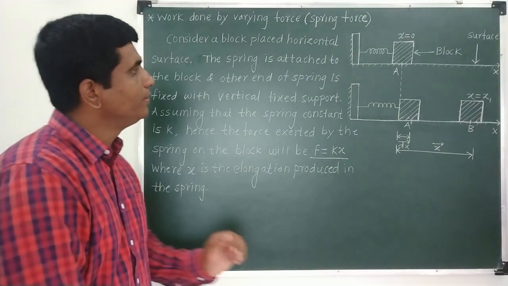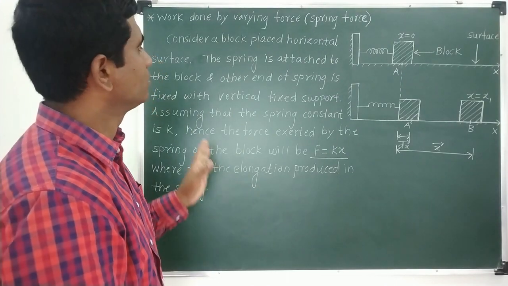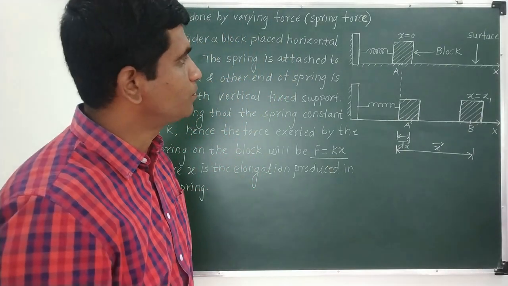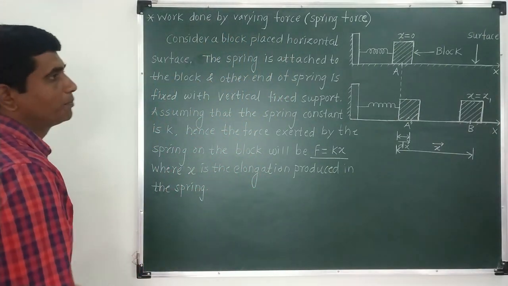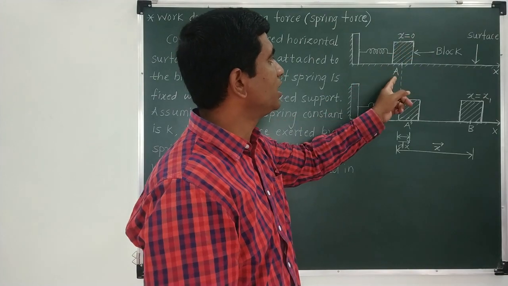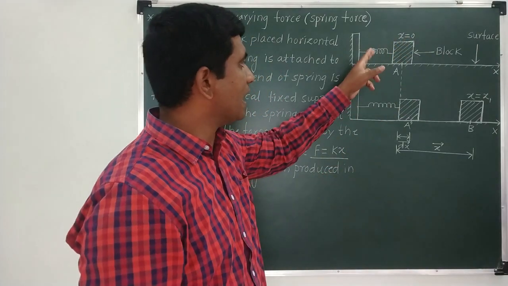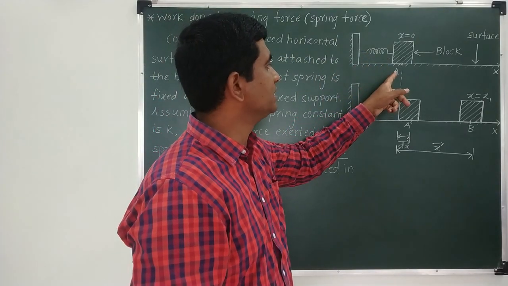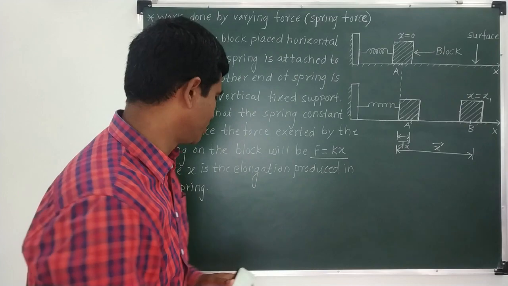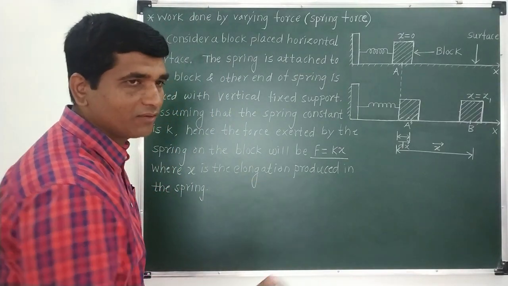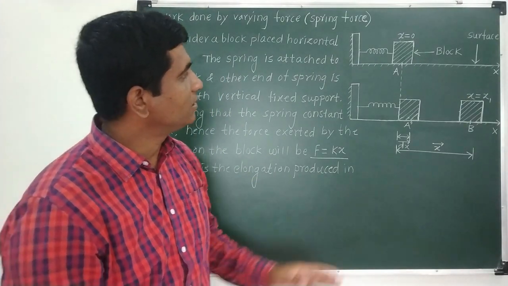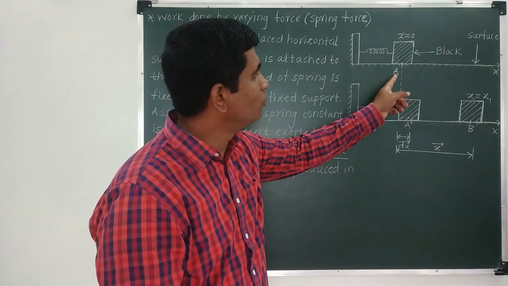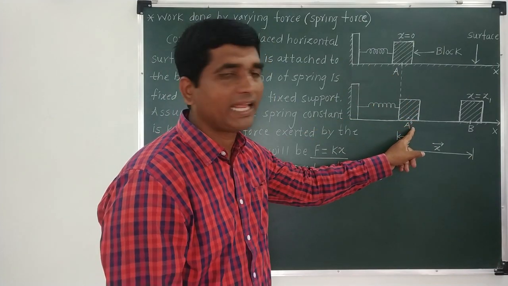Now we have to calculate the work done during the motion of this block. For this purpose, suppose initially the block is at the position A, which is the natural position of the spring, where there is no displacement. When we apply force on this block, suppose that after an infinitesimal interval of time, the block moves from the point A to the point A dash.